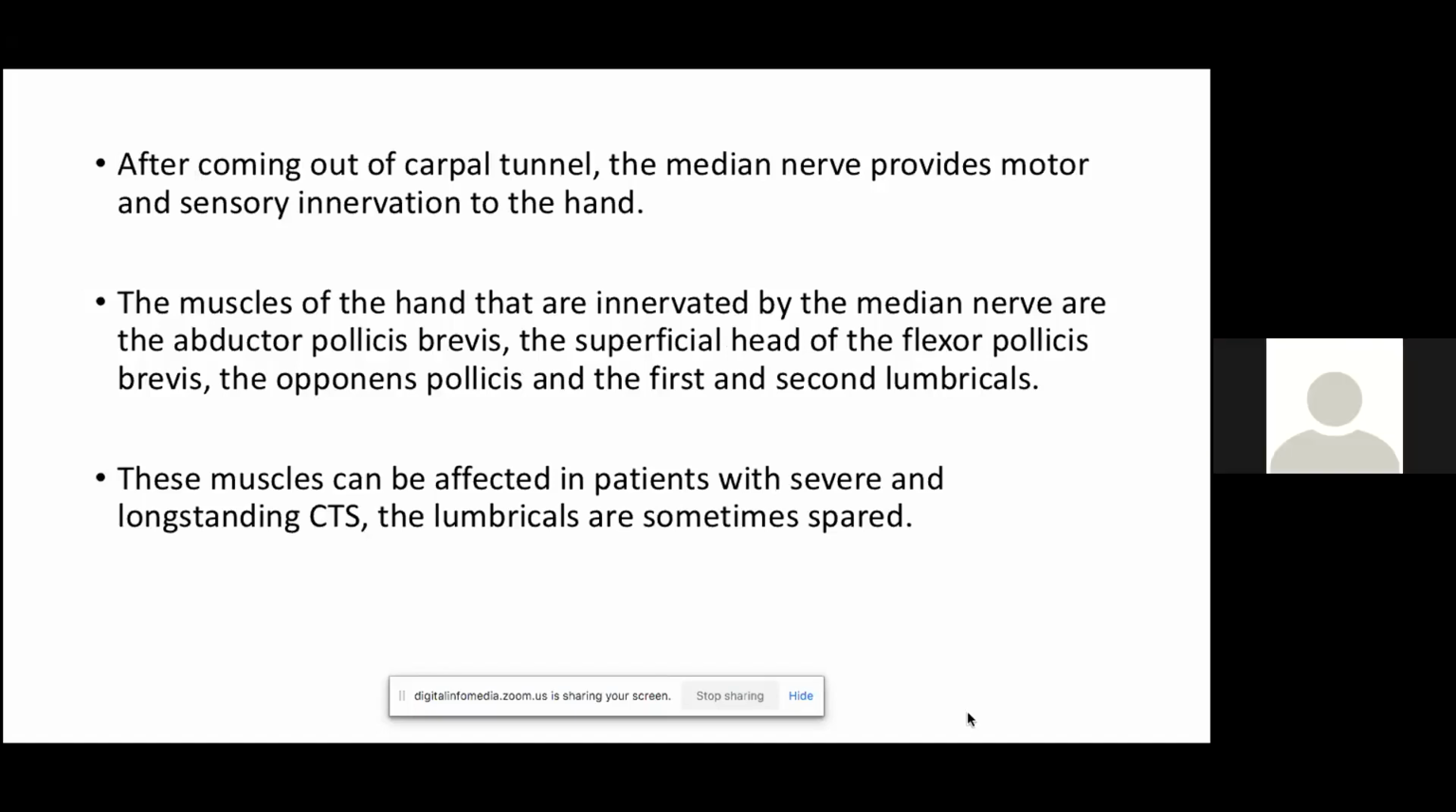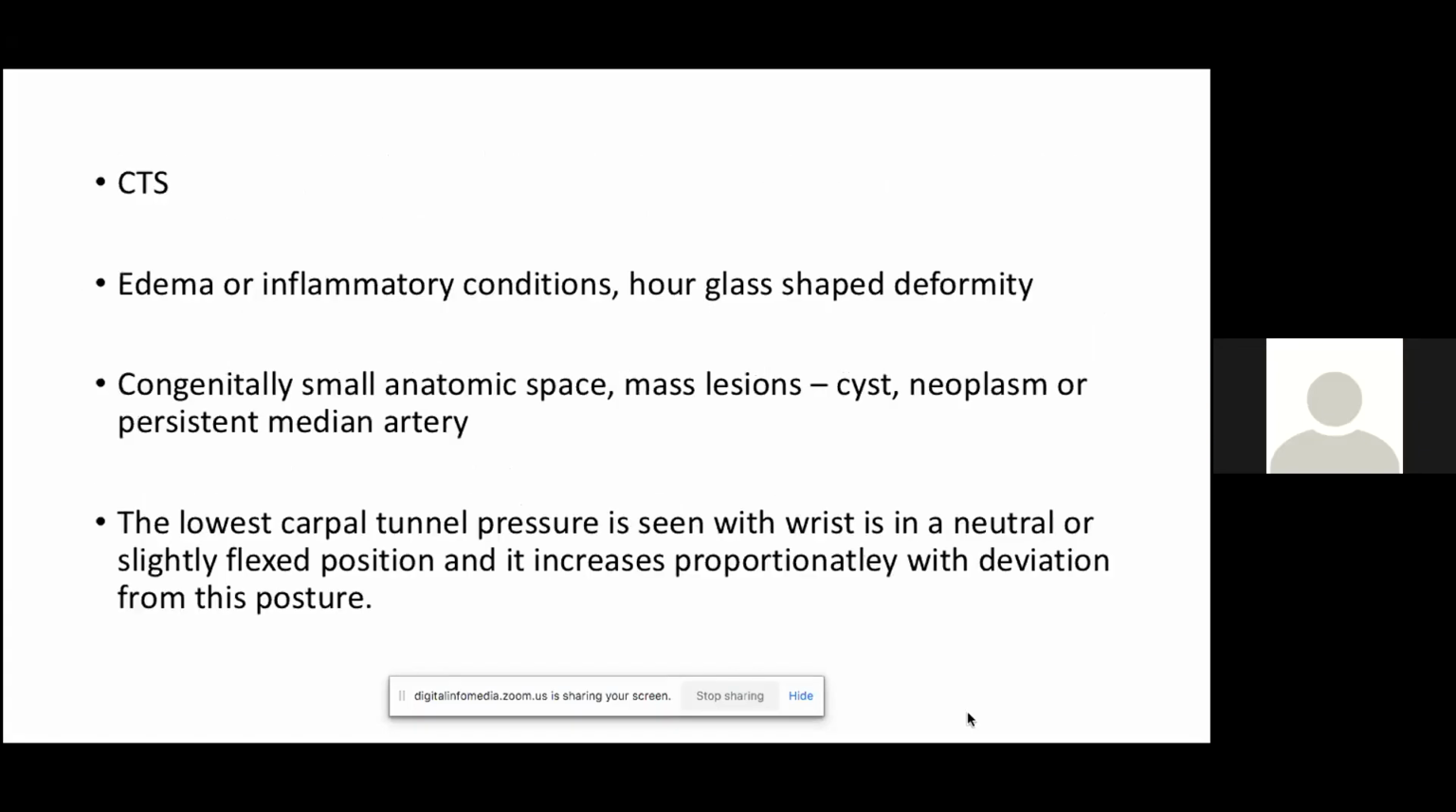And sometimes the lumbricals can still be spared. If you see carpal tunnel syndrome, normally they can have edema in the carpal tunnel or inflammatory conditions. The nerve is compressed at the carpal tunnel with an hourglass-shaped deformity. Both proximal and distal, there is edema. At the site of constriction, there is a narrowing.